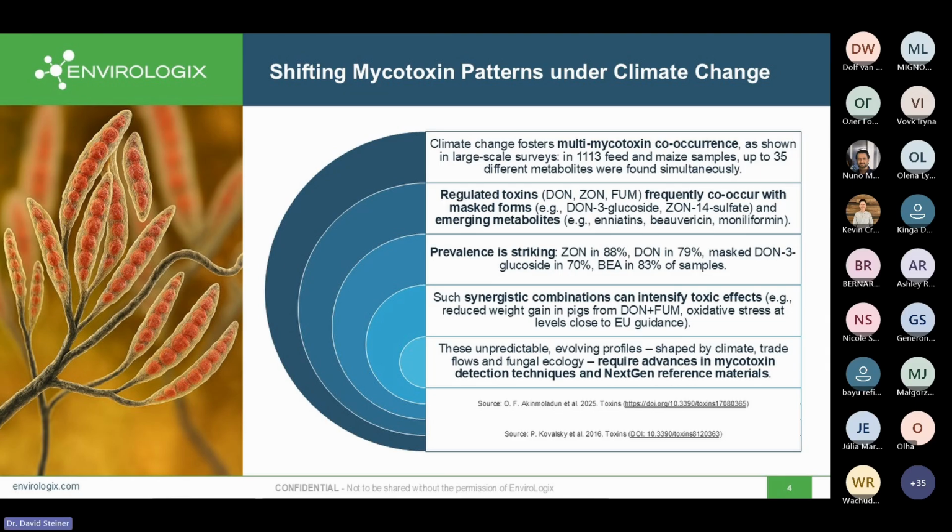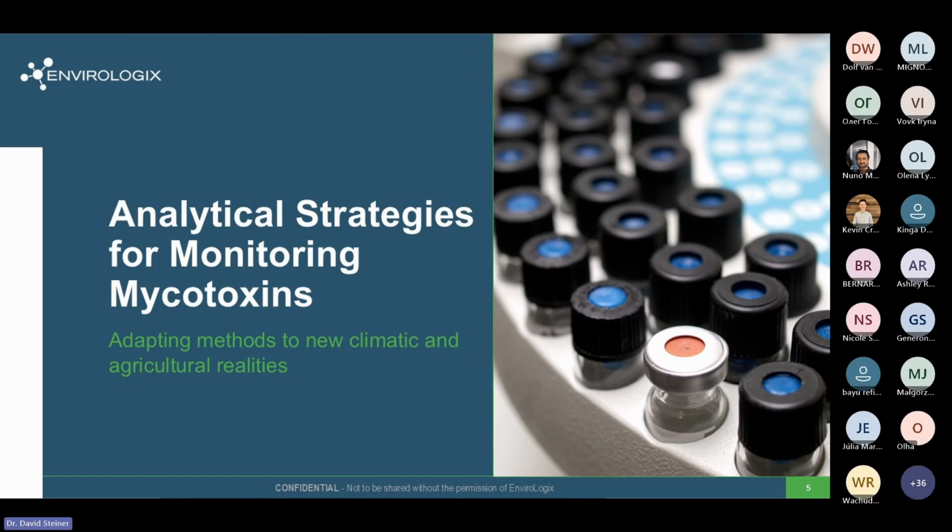And when multiple toxins occur together, their effect can add up or interact synergistically, leading to a greater risk for humans and animals. So this makes traditional single toxin monitoring insufficient and highlights the need for advanced detection methods to capture this full spectrum of contaminants. And that leads us to the next part of this webinar, exploring how analytical strategies are evolving to meet these emerging challenges.